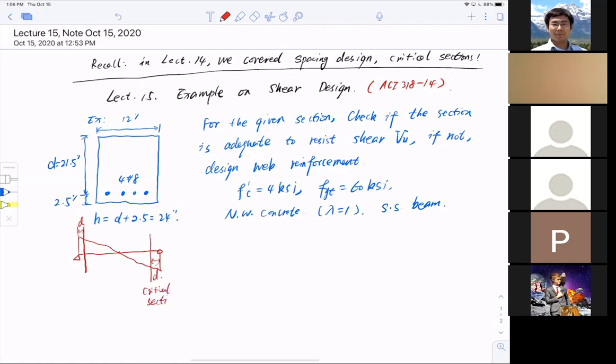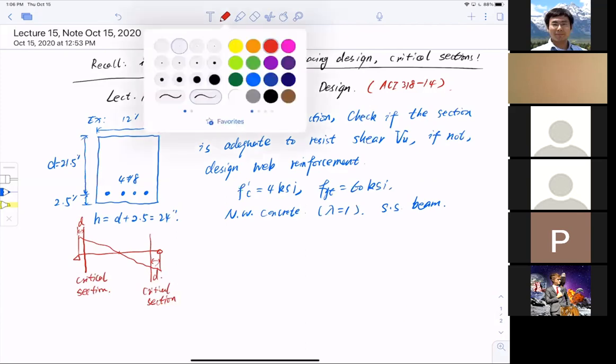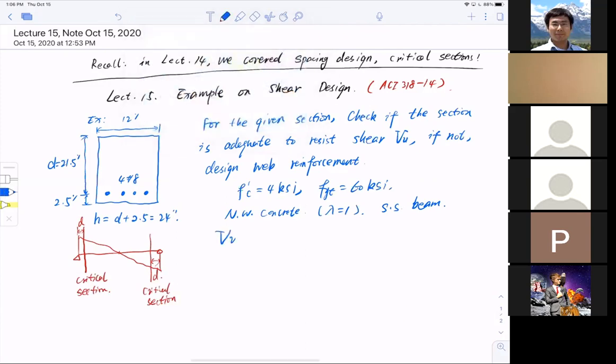Now we don't need it for this problem because I'm going to give you the numbers, but for the exam, you might have to use the shear diagram to determine the critical section first. But coming back to this problem, it's very simple. Vu is given. Now we have multiple choices. So the first part, Vu is 12 kips.